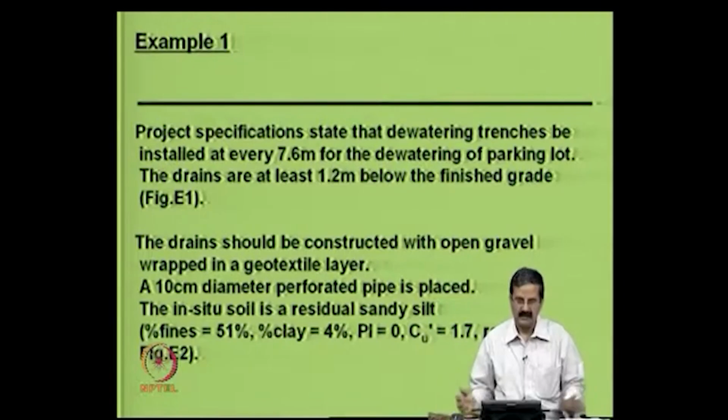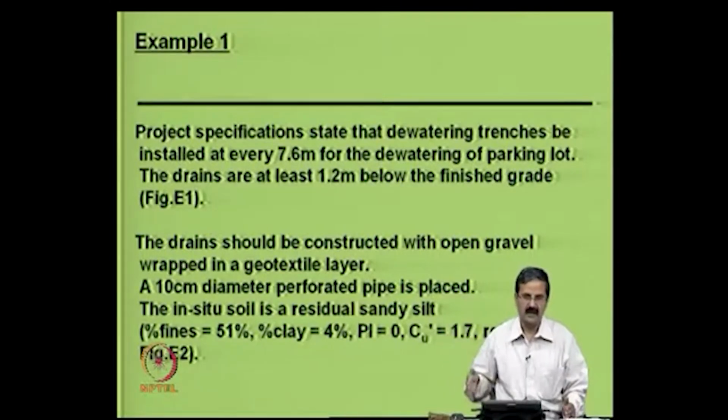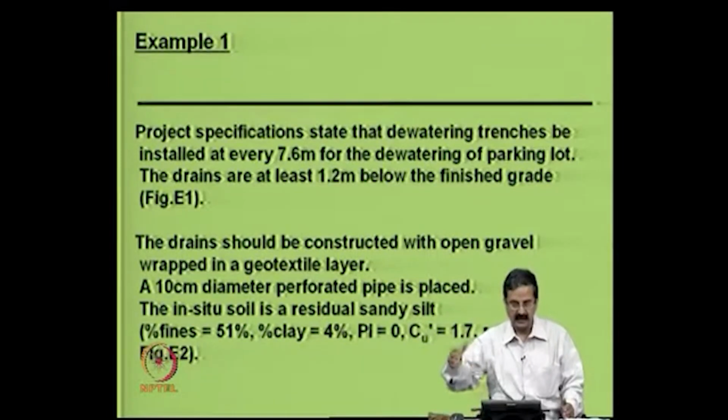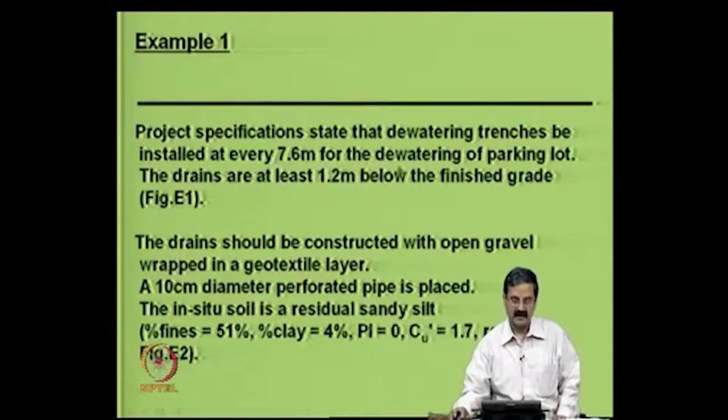So in the design, you can determine how much groundwater lowering is required, and then you can come out with the proper spacing of trenches. A trench means a small vertical cut which allows you to lower the water table, and then you can remove the water. So you can come out with a design which says the spacing is about every 7.6 meters in this parking lot, and the depth of the trench is about 1.2 meters below the finished grade.